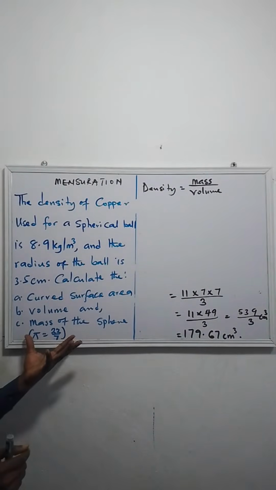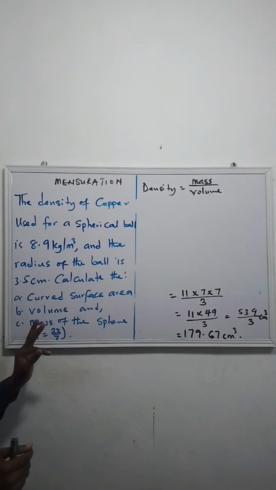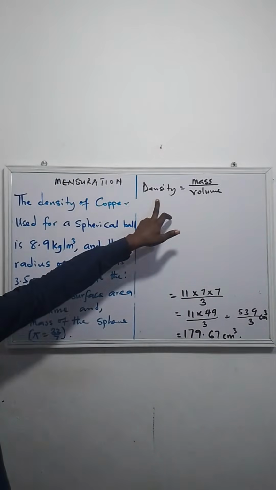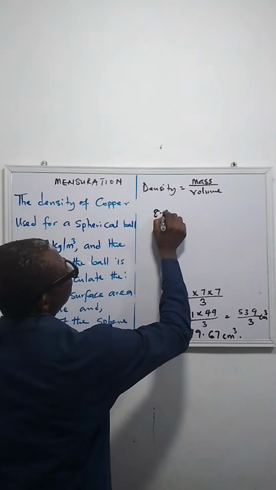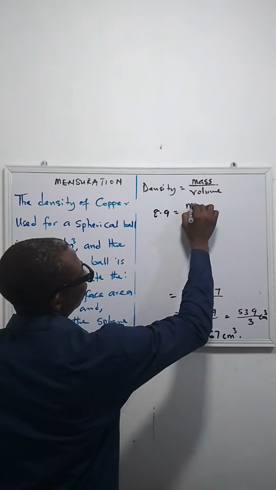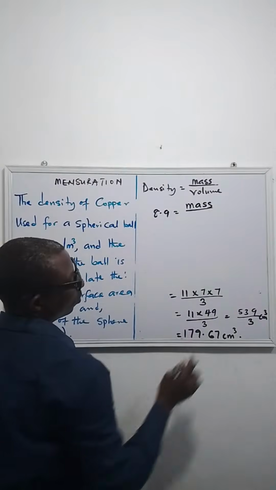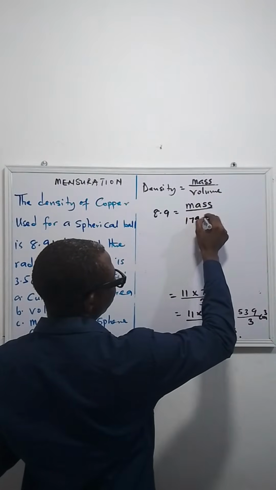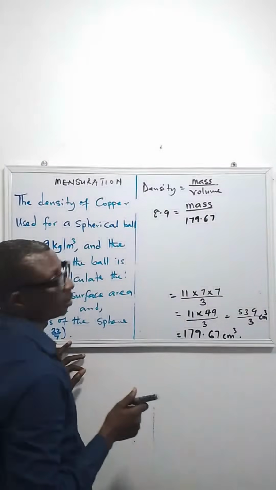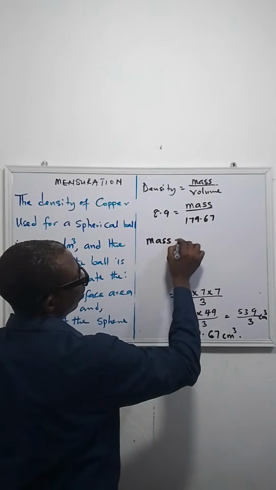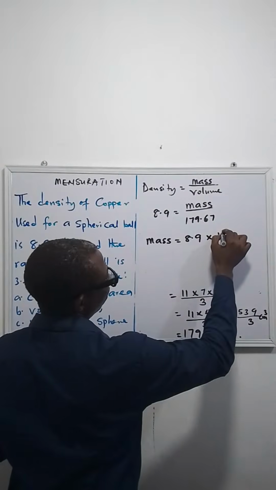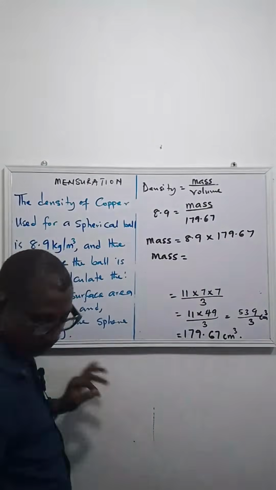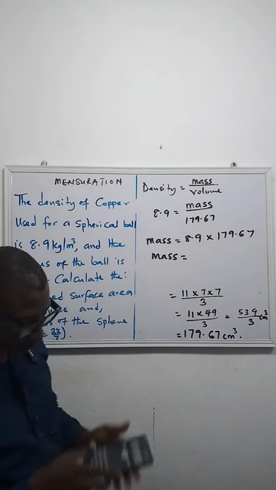All right. So now in this question you have been given the density. What's the density? That's 8.9. So we can plug that in here. So we have 8.9. We want to get the mass. So mass of the sphere over the volume. We have calculated that before. So that's going to be 179.67. Okay, so you cross multiply. So we have mass will be 8.9 times 179.67. So when you do that, what do you have?